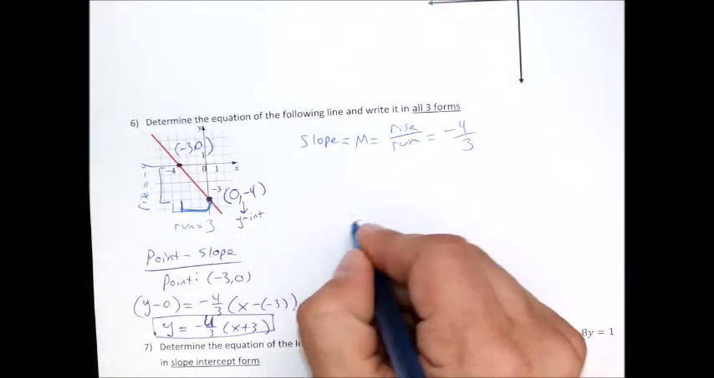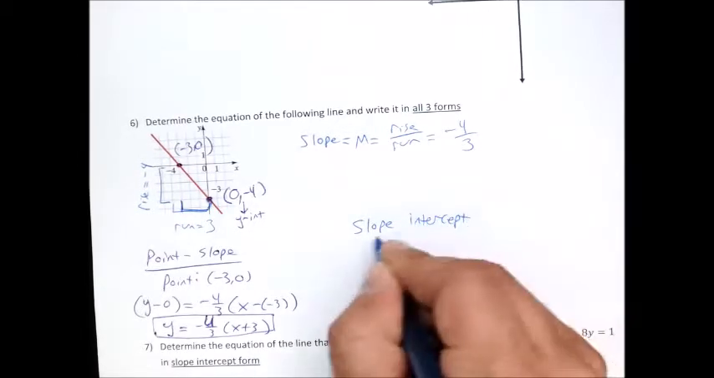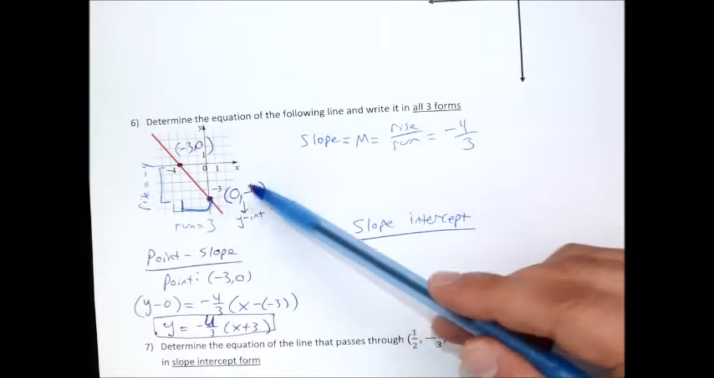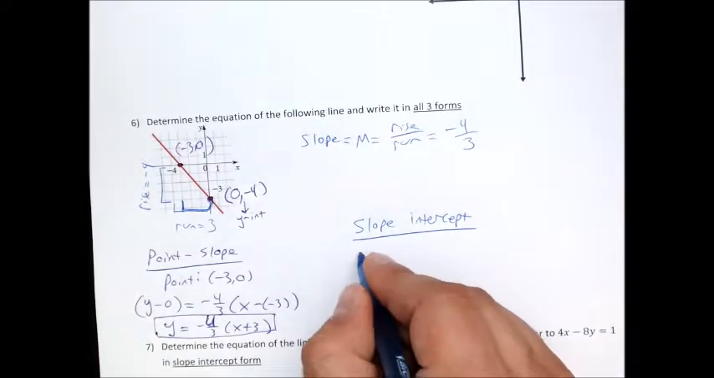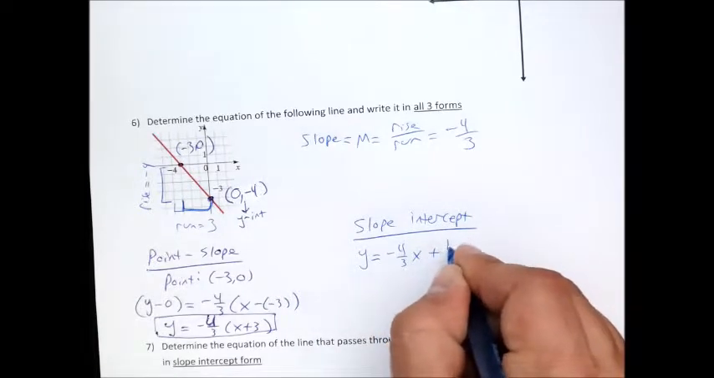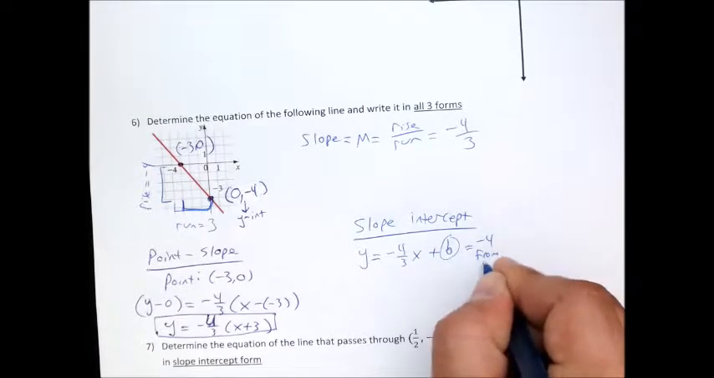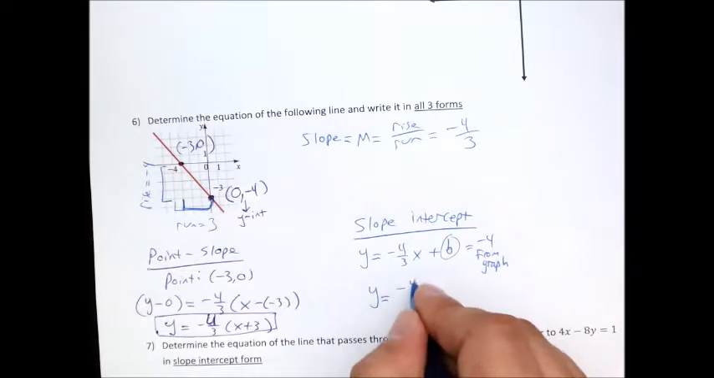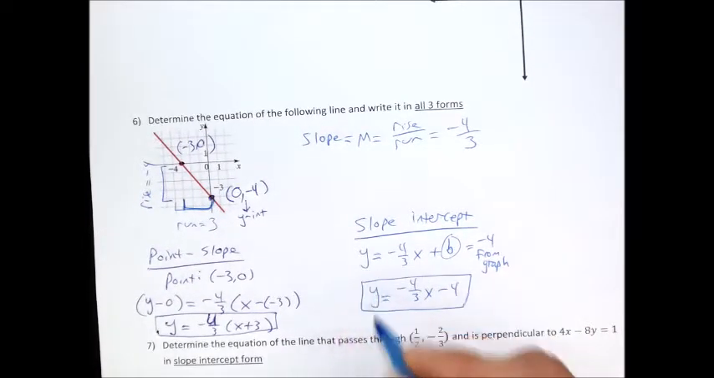If we want to do slope intercept, we already have both those things because we can see what the intercept is. We don't necessarily need to solve for it because we can just look at the graph and see that the intercept is at minus 4. Right? And so we know that it's y equals minus 4/3 x plus b, and b equals minus 4 from the graph. And so we can just get y equals minus 4/3 x minus 4 for that one.